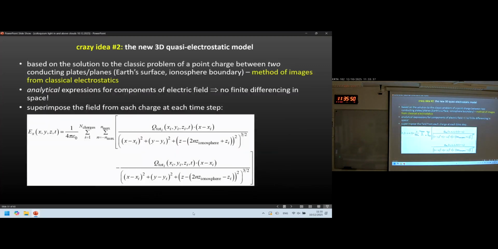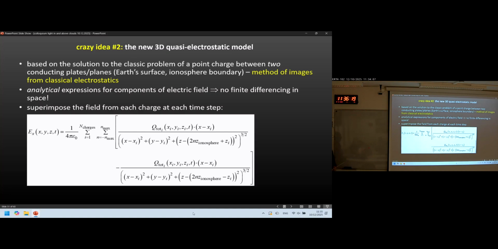So here's crazy idea number 2. Build a 3D quasi-electrostatic model that doesn't use finite differencing in space. In other words, it's more stable, more practical when you have such a large domain, time stepping, okay, and you want it to be stable. And where did I pull the idea from? Going way back to classical electrostatics, not even electrodynamics, classical electrostatics, the method of images.